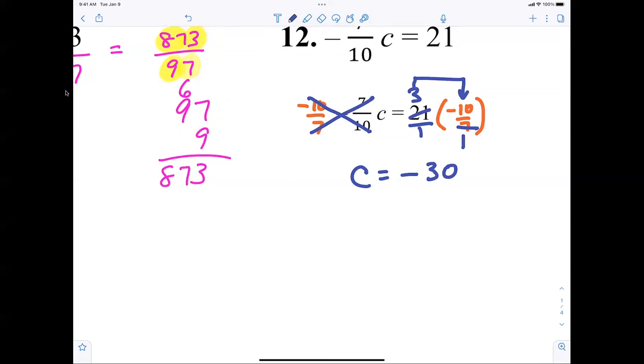All right, that's the best I can do, guys. That's the best I can do. You have to do it. You have to try on your own. Then you can see what you know about the fractions. All right, here we go.